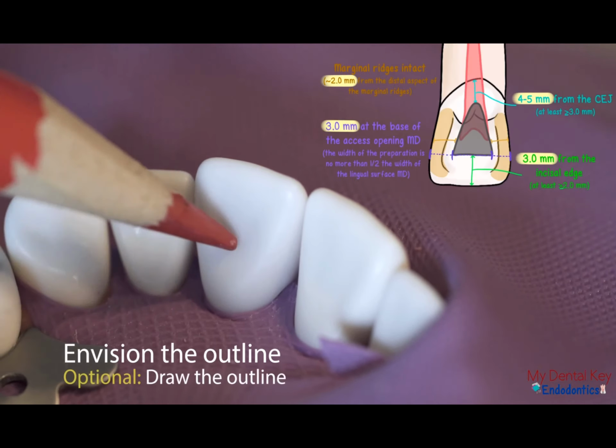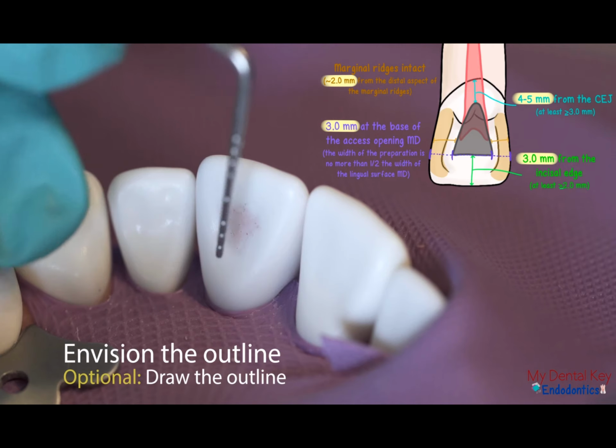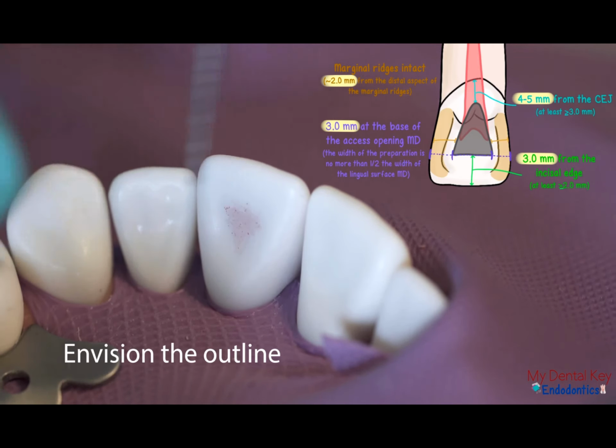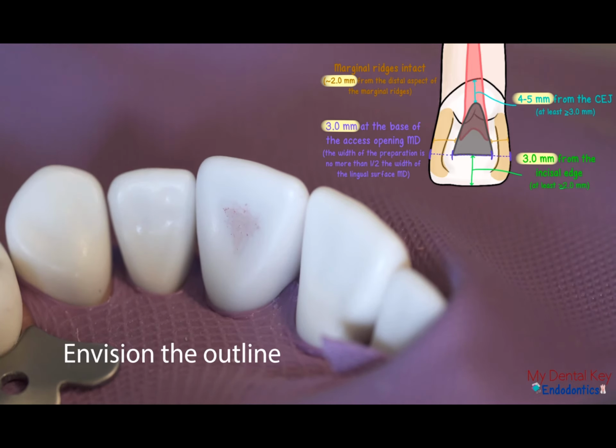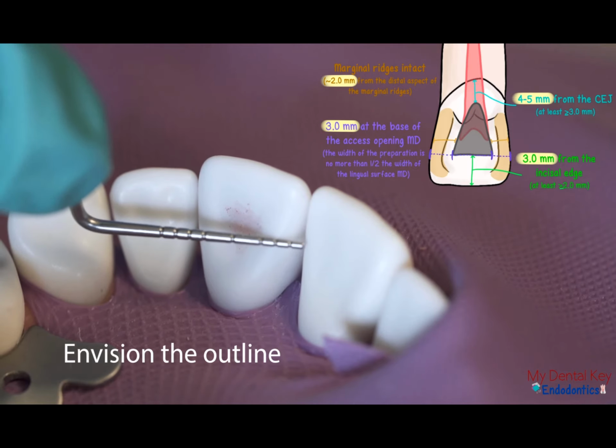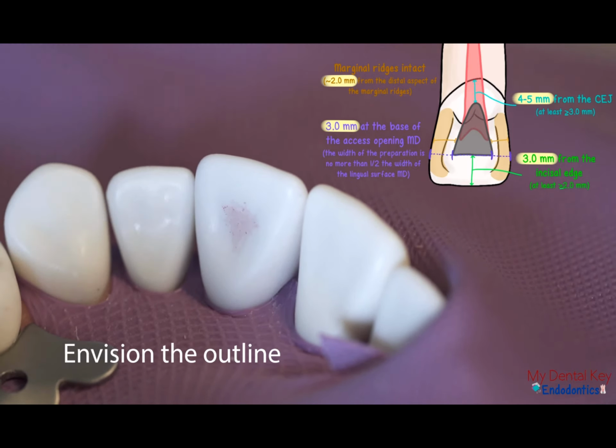Preparations should be approximately concentric with the overall outline of the tooth, according to the law of concentricity. For the CDCa, the incisal aspect of the opening should be approximately 3 mm from the incisal edge, but at least greater than or equal to 2 mm. At its widest point mesiodistally, the width of the preparation is about 3 mm and no more than half the lingual surface width mesiodistally. Do not violate the marginal ridges. Your access opening should be about 2 mm from the distal aspect of the marginal ridges.